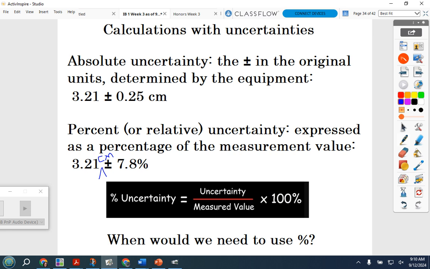Why would we need to use percent uncertainties versus absolute uncertainties? Why can't we just use absolute uncertainties all the time? What's a situation where you're calculating something where you might need to convert to a percentage?